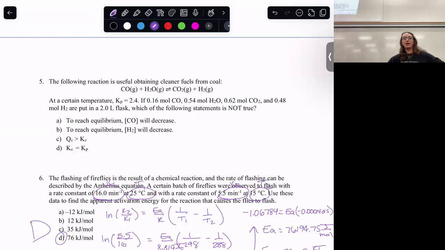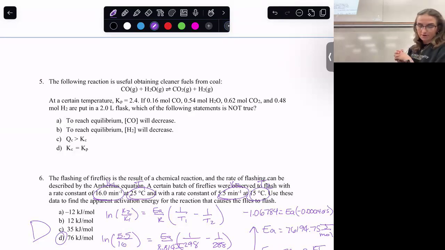Whenever I have questions that ask which statement is true or not true, I like to go through each of them. Even if I find the answer that I think is going to be it, I like to prove the other ones true or false, depending on what the question is asking. So we'll start from D and go to A. That tells you what the answer is going to be.